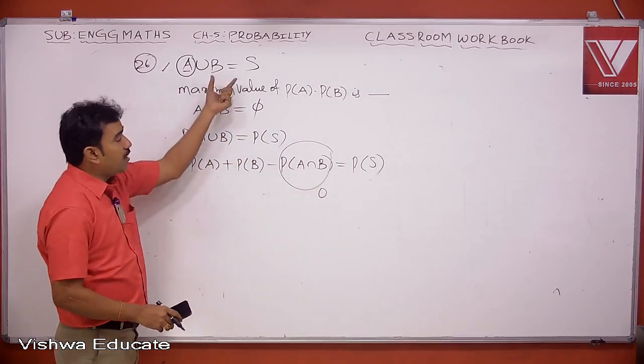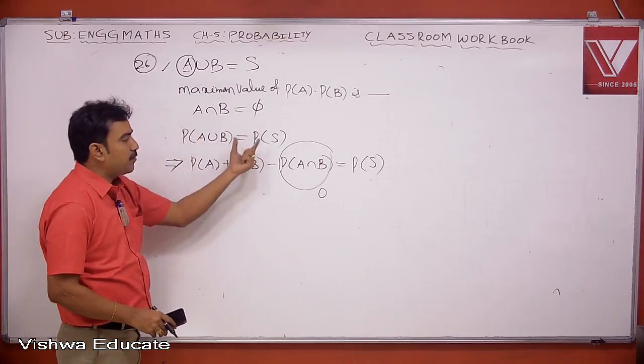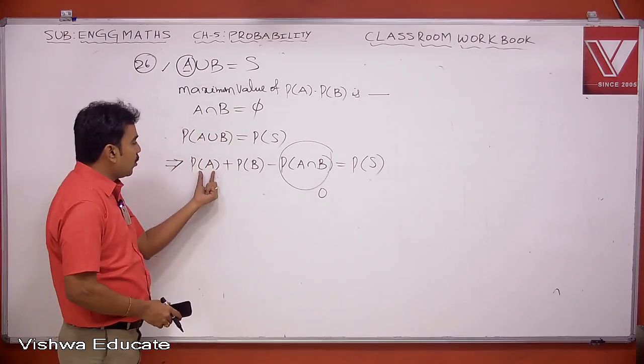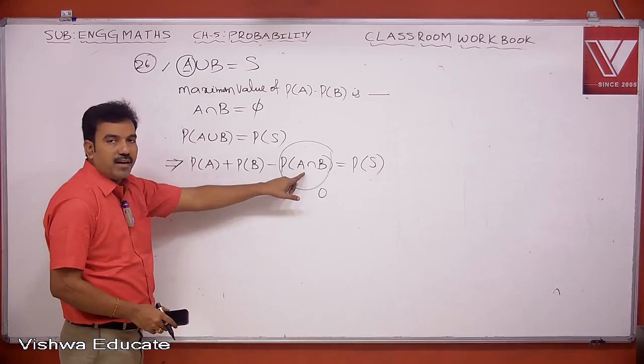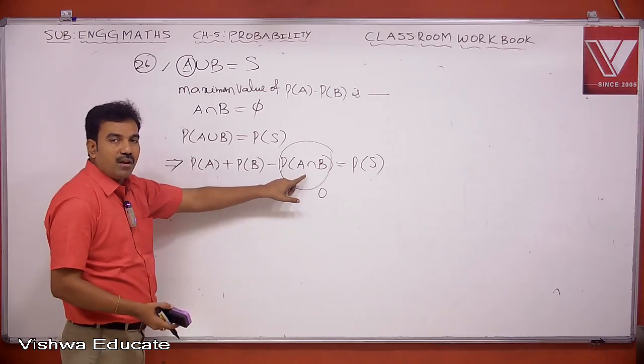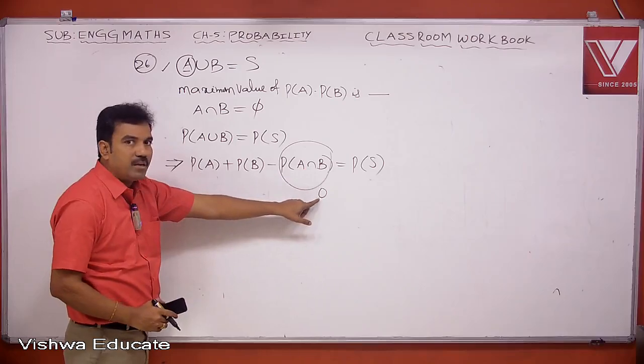A and B are mutually exclusive, so apply probability on both sides. P of A union B is P of S. So this is P of A plus P of B minus P of A intersection B. In case of mutually exclusive events, P of A intersection B becomes 0.